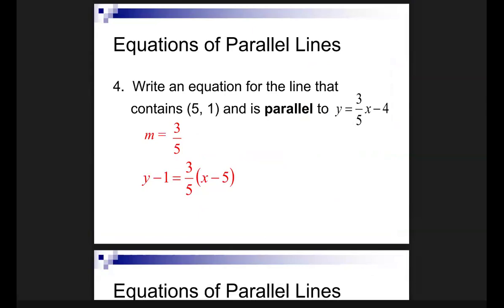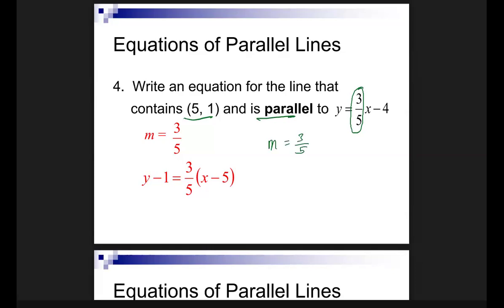Guys, write the equation of a line that contains 5, 1, and is parallel to this. It contains 5, 1, and it's parallel to that. So you have to find. When they are parallel, this is the gradient. The number beside x is always the gradient. So the gradient equals to what? M equals 3 over 5.